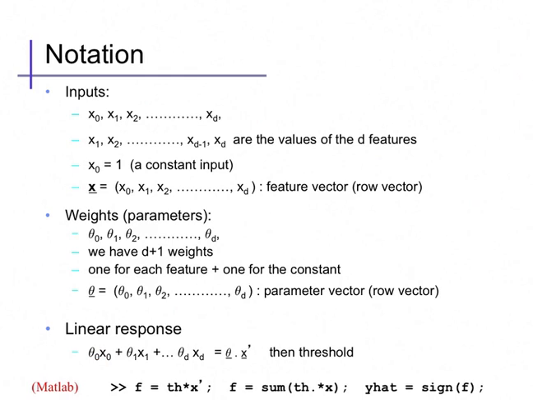A MATLAB implementation of this is fairly trivial. We can compute the linear response just with a vector product here. Then we could alternatively compute it explicitly with a sum over the indices, and then we can convert our linear response into a discrete output just using the sign function.